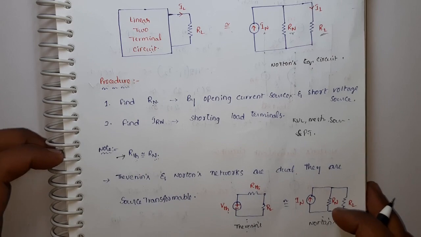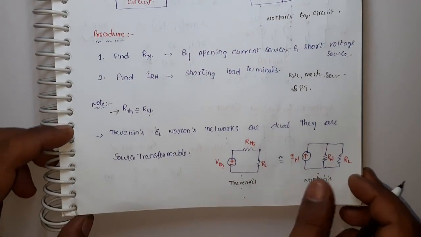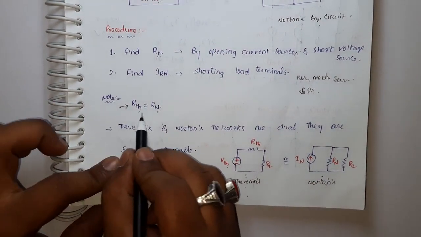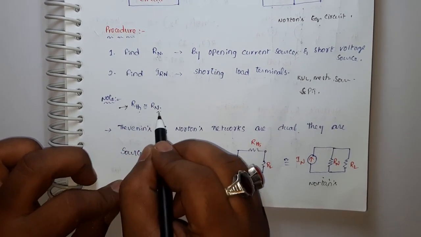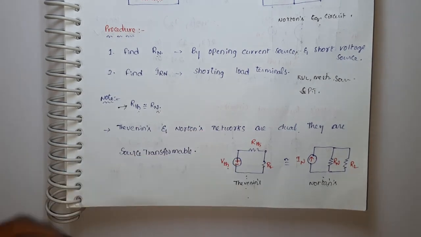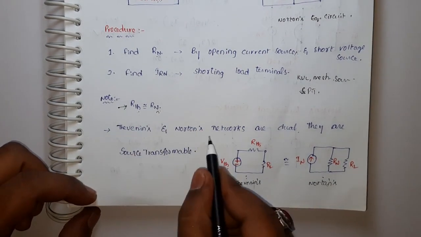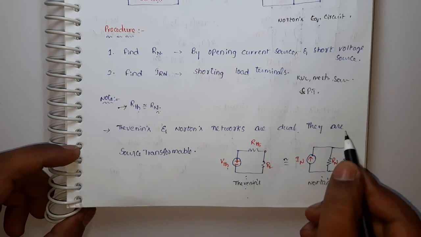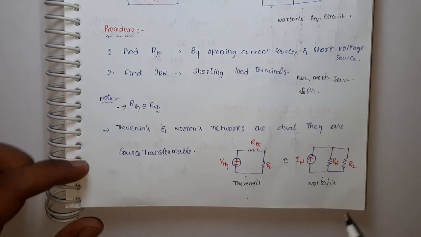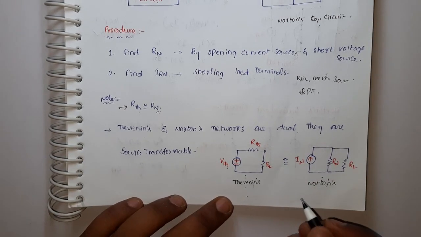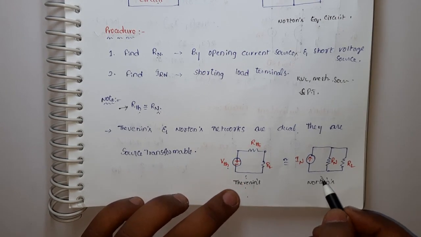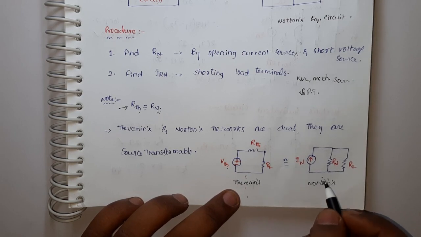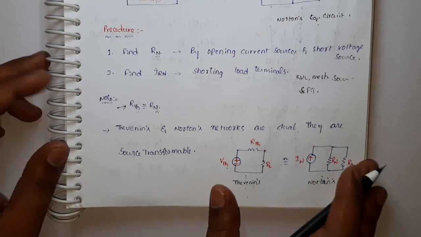Before going to an example problem, let us make a brief note. RTH is equivalent to RN. So Thevenin's equivalent resistance is equivalent to Norton's equivalent resistance, and Thevenin's and Norton's networks are dual, so they are source transformable. When we apply the source transformation technique to Thevenin's equivalent circuit, we get Norton's equivalent circuit, and when we apply it to Norton's equivalent circuit, we get Thevenin's equivalent circuit.